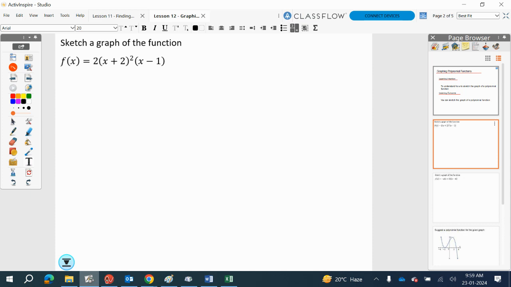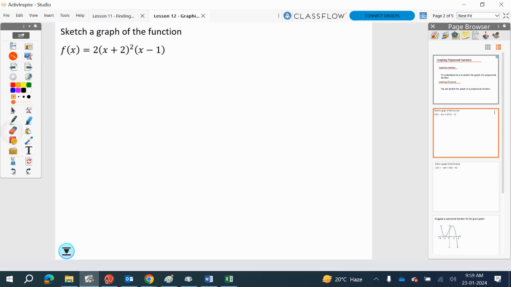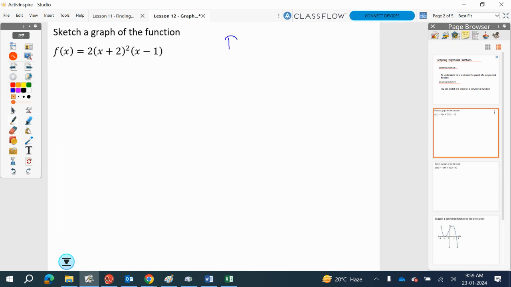Okay, so we're looking to sketch the graph of this function. Let's ask a few questions to begin with. What is the degree of the function? Oops, let me get my pen. What is the degree of f?